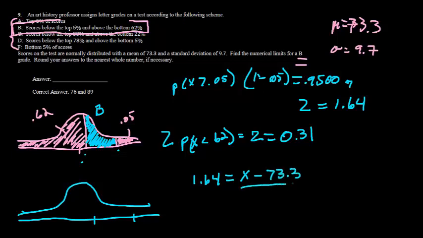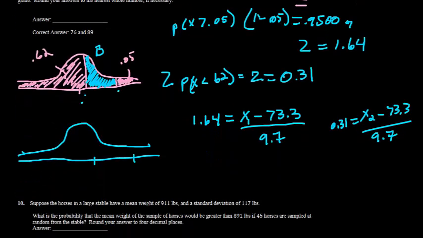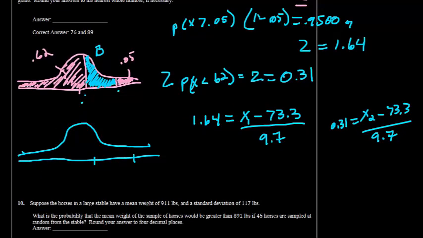73.3 divided by sigma, 9.7. And the other one is 0.31 is equal to x. Let's make this x sub 1. Let's make this x sub 2 minus 73.3 divided by 9.7. We'll do pretty much the same calculation twice.